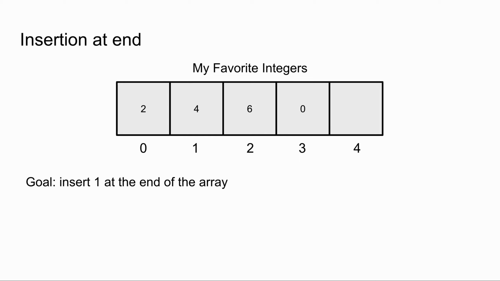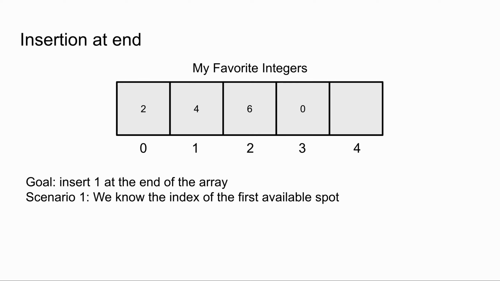Our goal here will be to insert the number 1 at the end of the array. There are two scenarios. Scenario 1 is that we know the index of the first available spot. In that case, we can simply access it and then insert our element. Remember that random access means we can do this in constant time, so in this scenario, insertion at the end has O(1) time complexity.